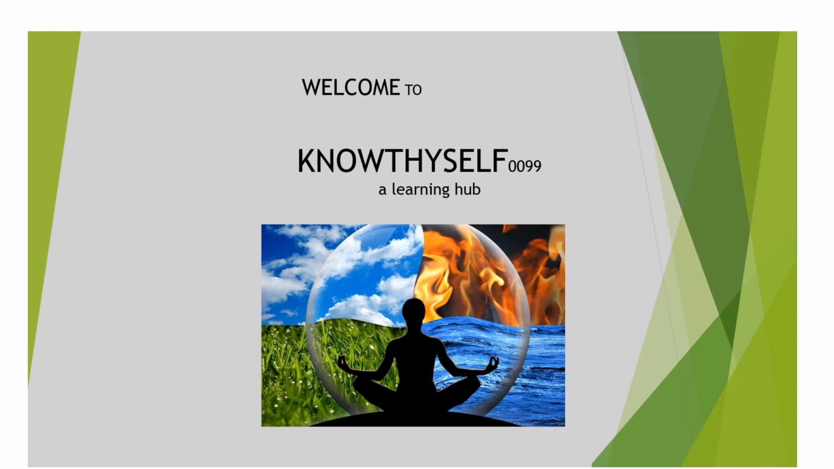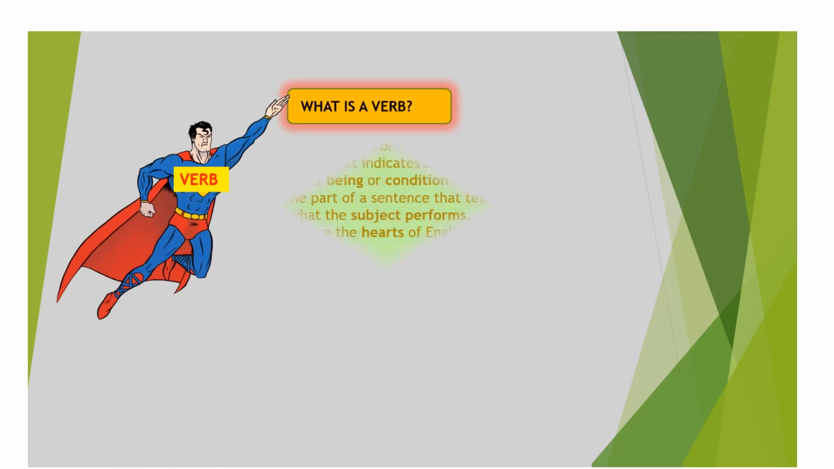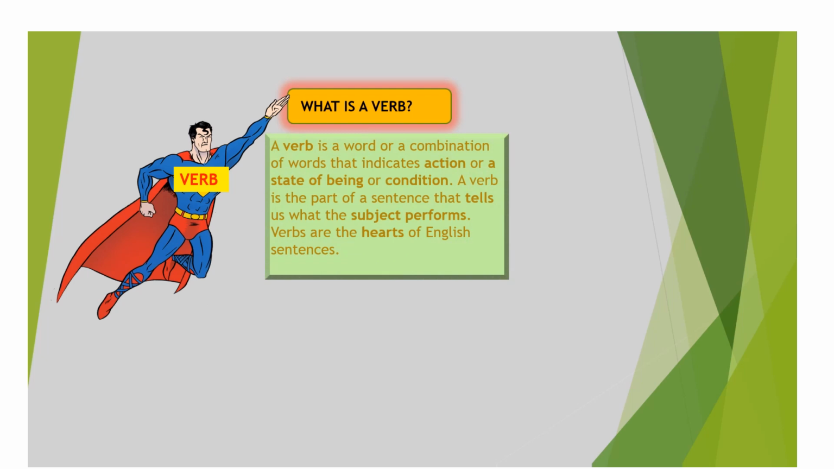Today we are going to discuss verbs, the Superman of English grammar. What's a verb? A verb is a word or a combination of words that indicate action or a state of being or condition. A verb is a part of a sentence that tells us what the subject performs. Verbs are the hearts of the English language and English sentences.